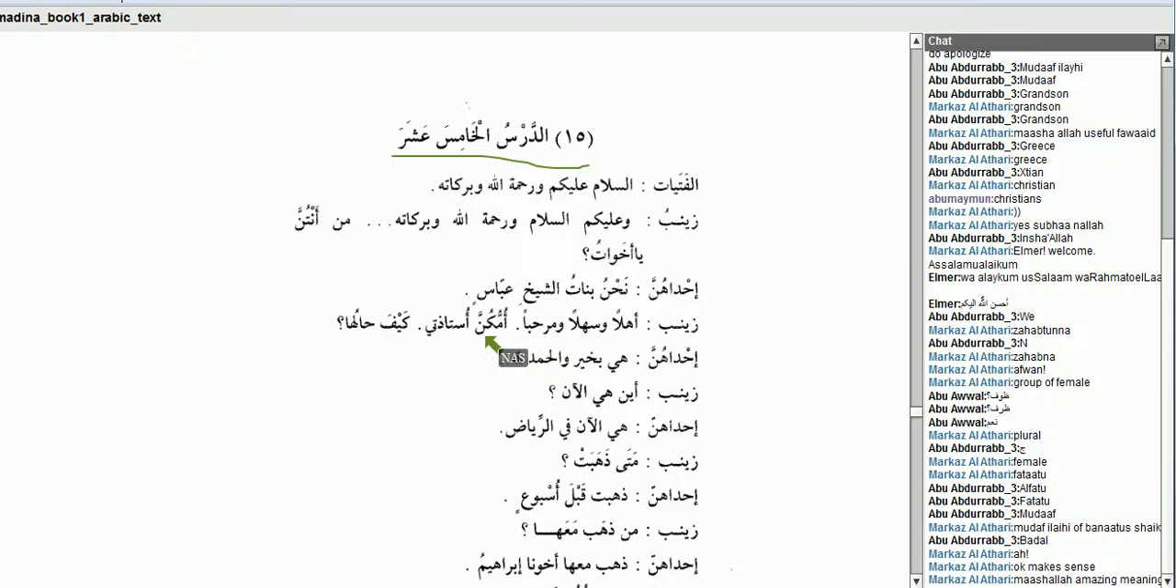She says, Ummukunna ustadati. Notice the feminine, not ustadi, ustadati. Kayfa haluha. This damir ha, what does it go back to? أم and أستاذتي أستاذة. Okay. كنا. So here we've already been introduced to antunna, and now immediately we've been introduced to kunna, which also refers to you, but it comes after. Kunna. Your mother. My teacher.